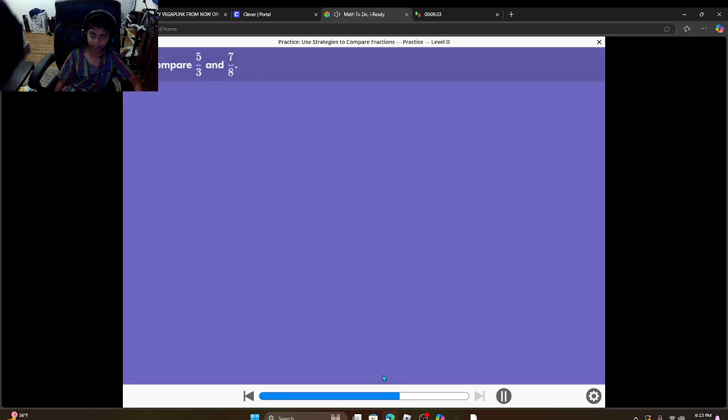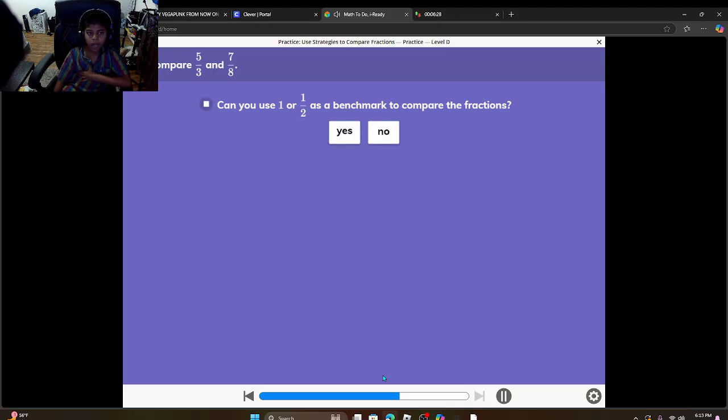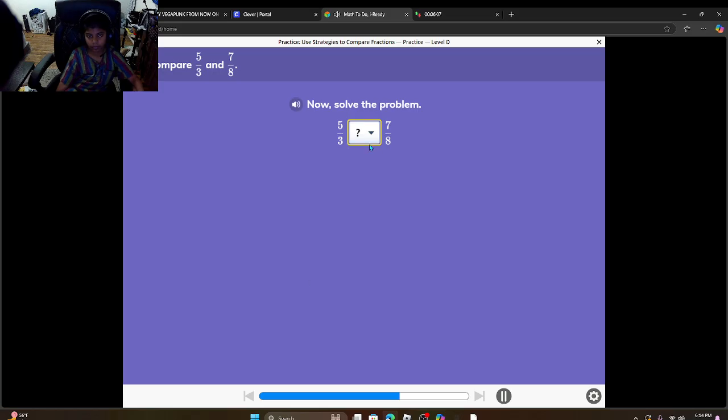Compare 5/3 and 7/8. Can you use 1 or 1/2 as a benchmark to compare the fractions? You can use 1 as a benchmark because this one's bigger than 1, and this one's smaller than 1. Now, solve the problem. That's it!